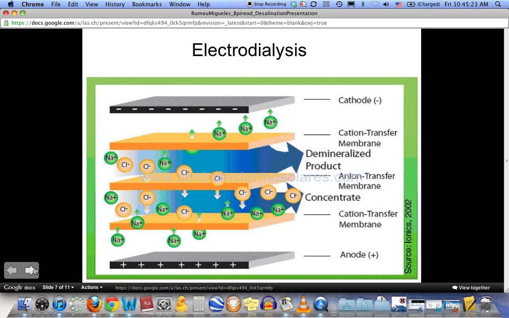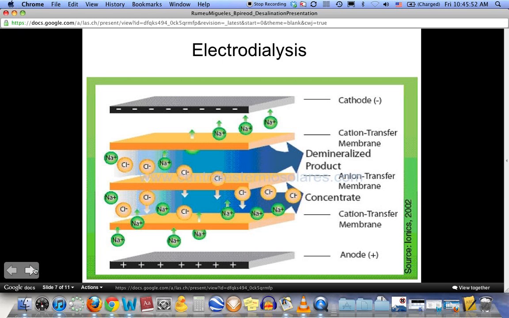And then we have electrodialysis. So you have two electrodes separated by chambers full of salty water, and these chambers are also separated by membranes. These are special membranes that only let the ions, like sodium and chloride, go through.